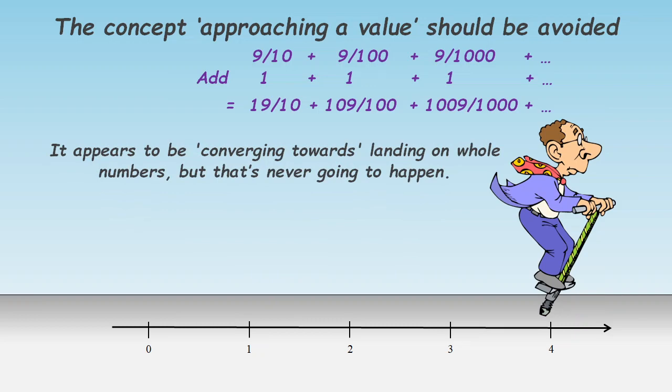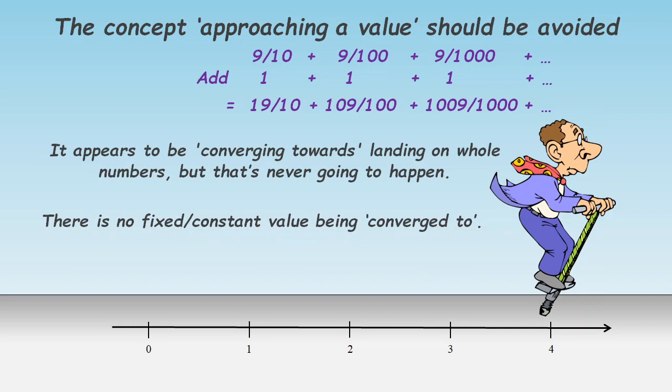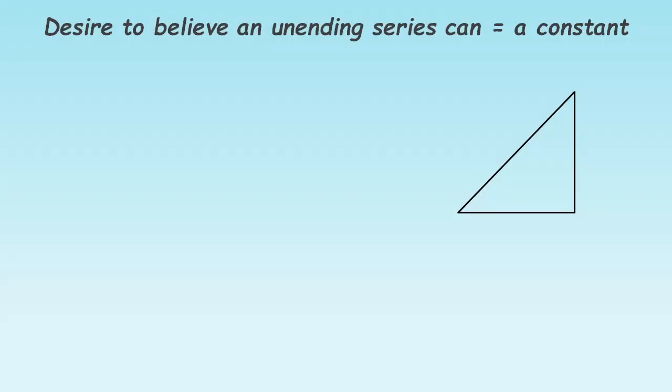And so here we combined 0.9 recurring with another series to try to demonstrate that there is no constant that it is converging to. But a lot of people won't be convinced by this argument, and so let's try another argument concerning so-called irrational values. Consider a right-angled triangle with 2 equal sides of x pixels. The long side, or hypotenuse, should measure the square root of 2x squared pixels, according to the Pythagorean theorem.